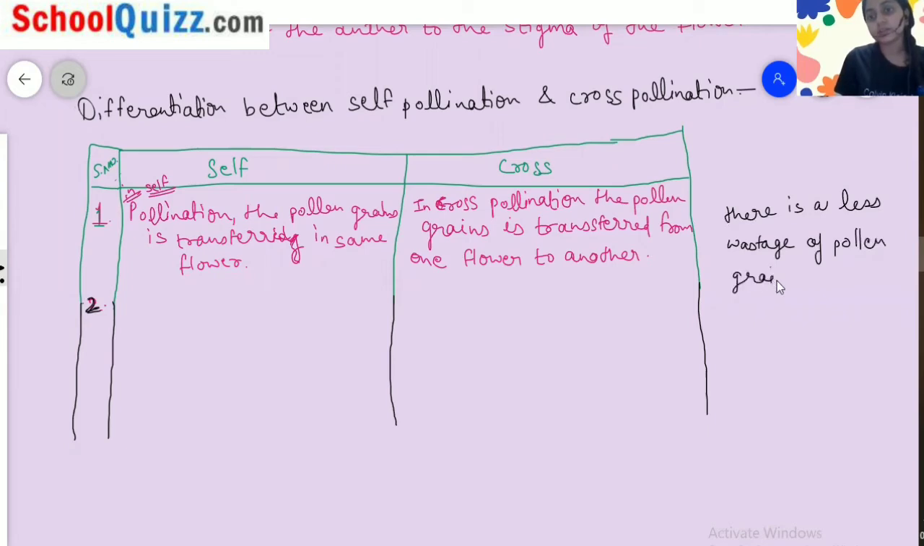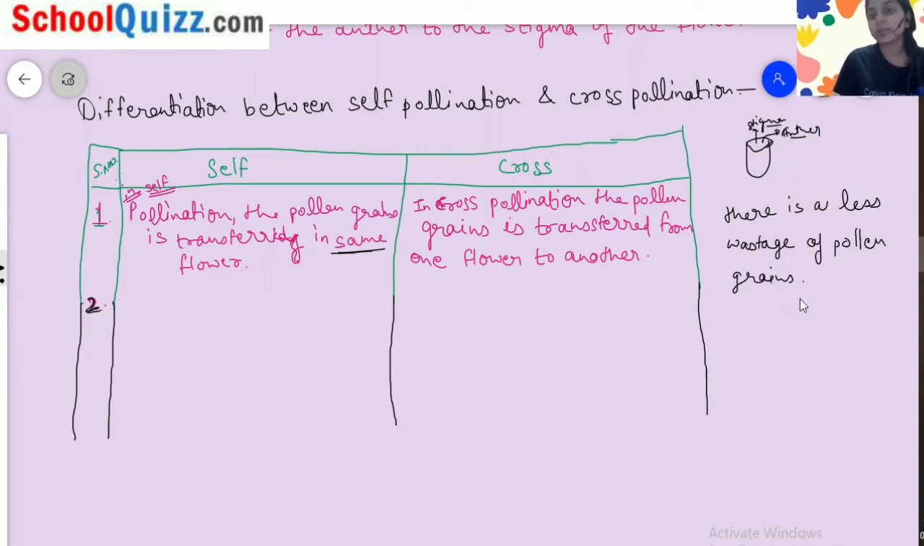Why? Because self pollination is happening in the same flower. Okay, so there is a flower, and in this flower there is the anther and the stigma both. And you know the stigma is sticky. So if the pollen grains is transferring by the wind also, there is a less wastage of the pollen grains because the stigma and the anther distance is too close.